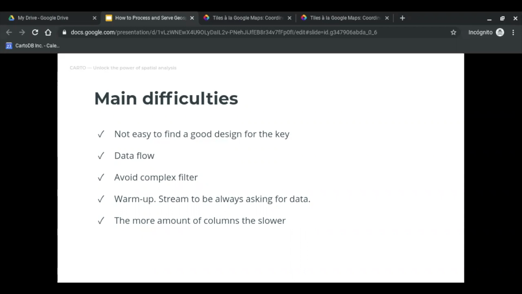Another thing is to avoid complex filters. One of the things we thought at the beginning was, okay, if we add some kind of filters to BigTable, we are going to get more speed. But it wasn't true. If you add complexity using complex regular expressions in the filters, it didn't work well. And another pretty important thing is to warm up. Google says in the documentation that it is very important that you have it.